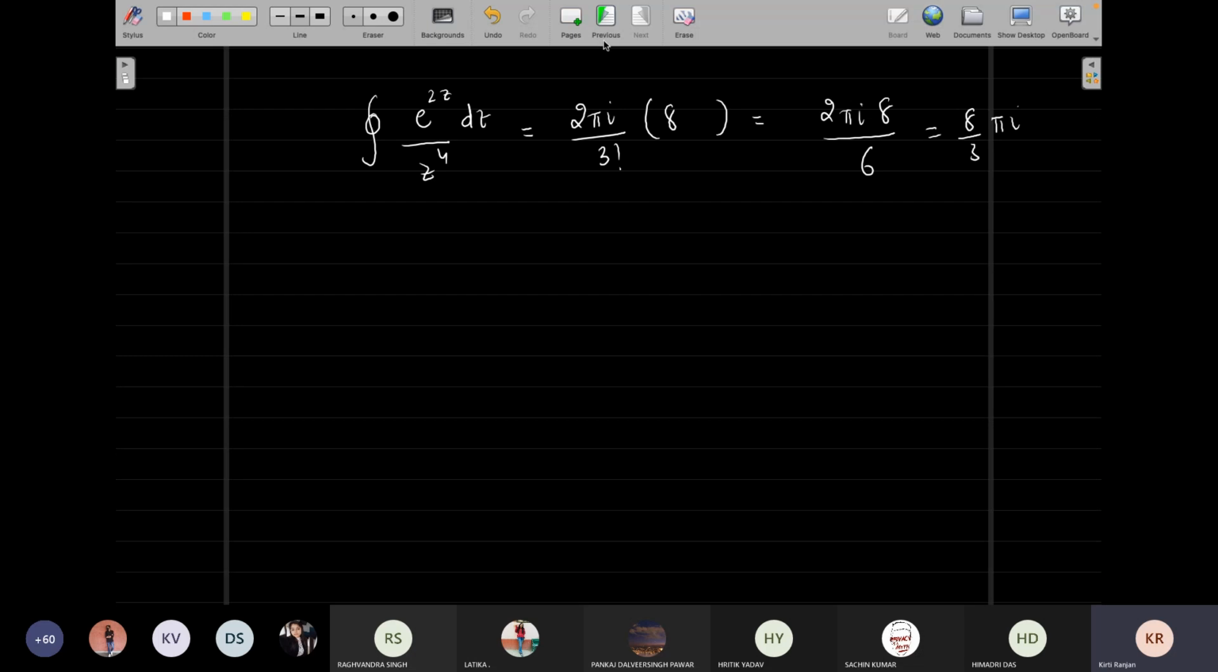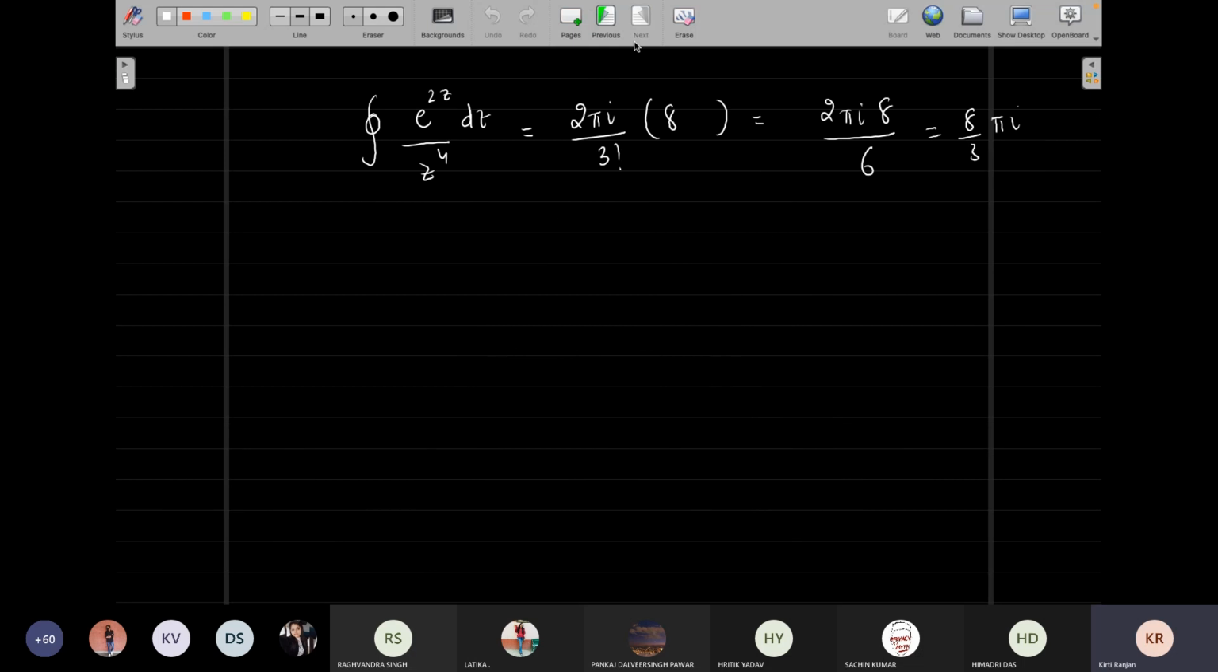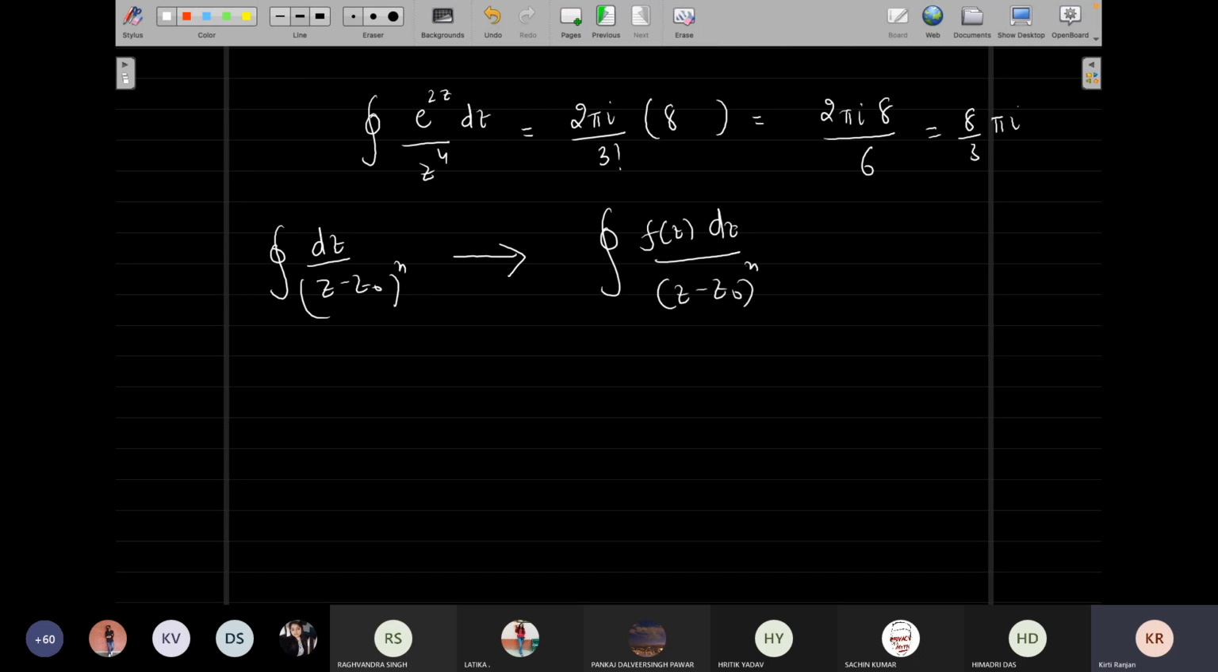Please see that when you are applying this formula, n factorial over 2 pi i, this factor you must take care of. If you do not, then it is going to create problem. It is just that in terms of the final result, you may have those issues. But what we have now done after Cauchy-Goursat theorem is to extend the power of evaluating integrals like this to the integrals like f(z) dz over (z minus z naught) to the power n.